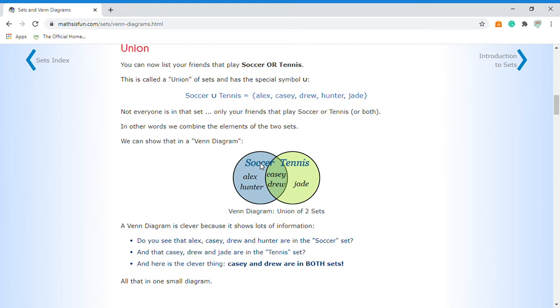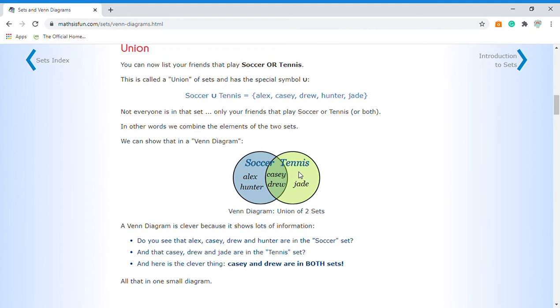So Alex and Hunter only like soccer. That is why their names are written only in this part of the circle. Jade only likes tennis, which is why Jade's name is written in this side of the circle. Do you see that? It's not crossing, it's only in that side of the circle.